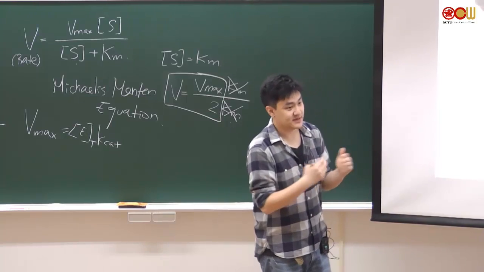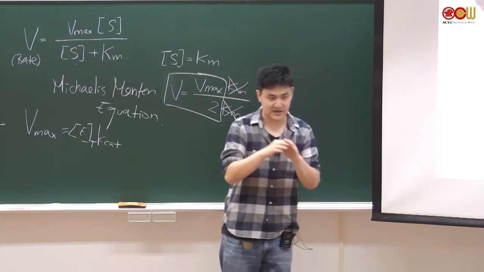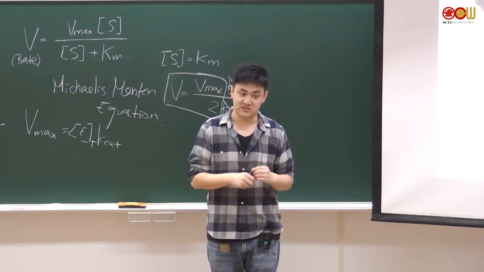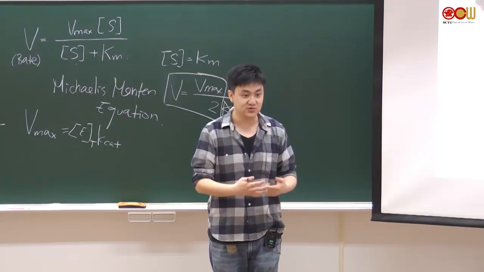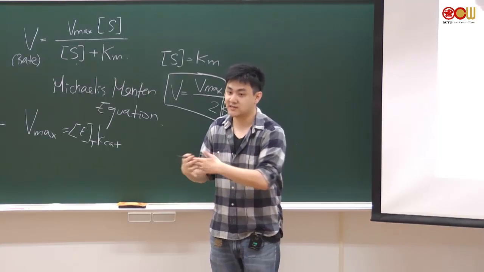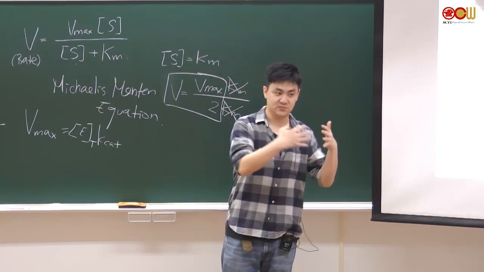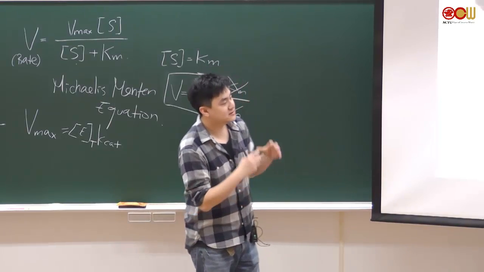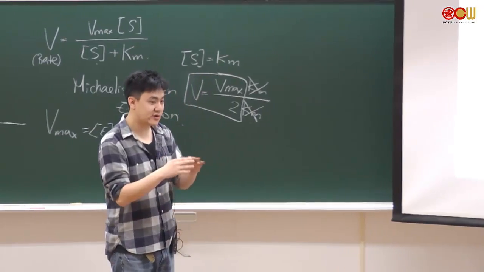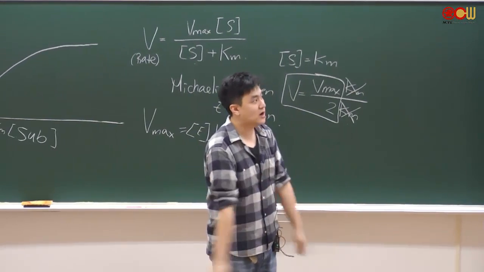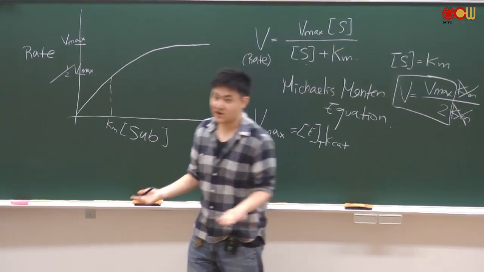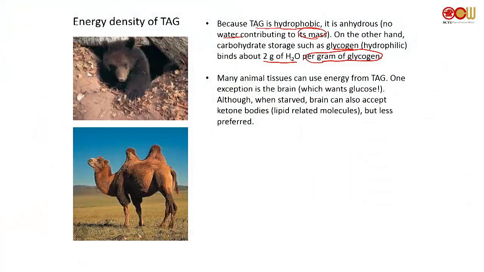Okay, now on the other hand, lipids doesn't have to do that. Okay, lipids is hydrophobic. Okay, so they don't have water surrounding it. As a result, liberation of fats usually is slower. You need to have specialized enzymes with specialized machineries to access the fats. Okay, but because lipids do not have water surrounding it, like soaked in water, so the density is obviously higher. This is very obvious. Okay, so many animal tissues can use energy from triacylglycerides.